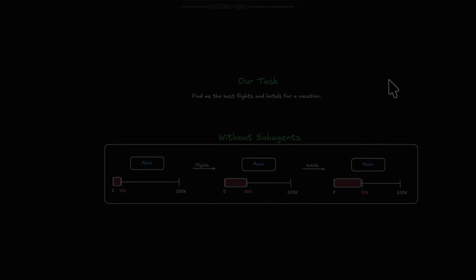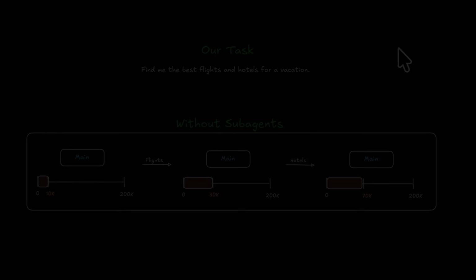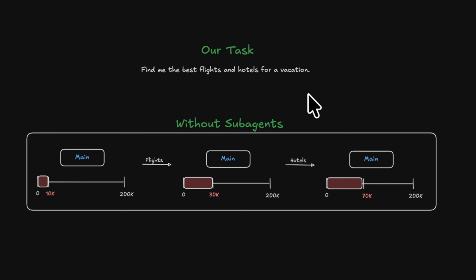Let's dive into it. Let's continue with our example. We want to find a flight and hotel for our vacation in New York. So let's talk about what happens when we don't use subagents. So this is our main session in Claude Code. We're starting with a model with 200k input tokens. In red, you can see the current context that we're consuming. We're talking about 10k. It includes all the MCPs, skills, and configuration we have right now.